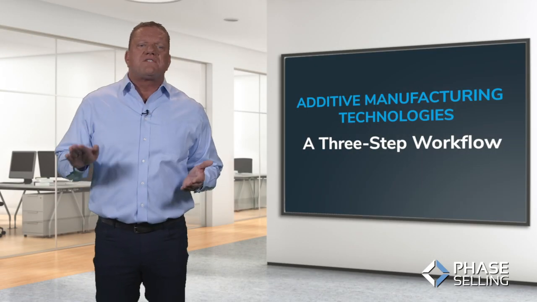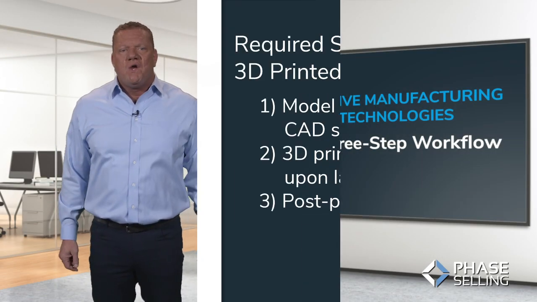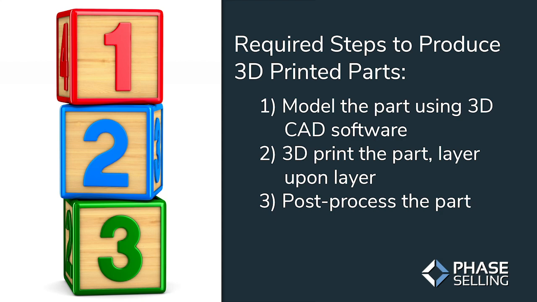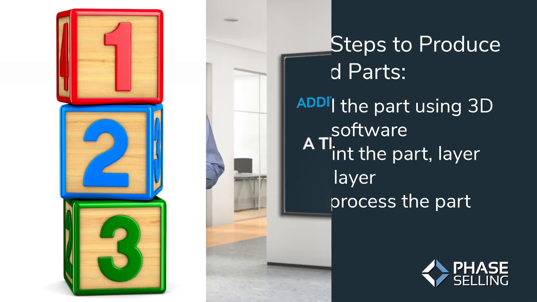Here are the required steps to producing 3D printed parts, which occur in the following order. 1. Model the part using 3D CAD software. 2. 3D print the part layer upon layer. 3. Post-process the part in most cases.